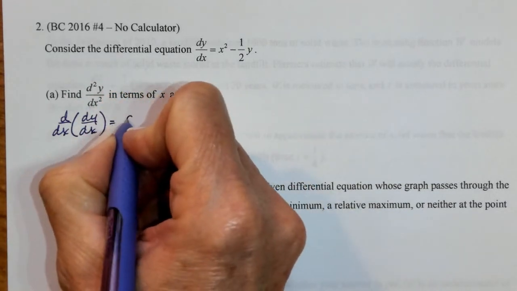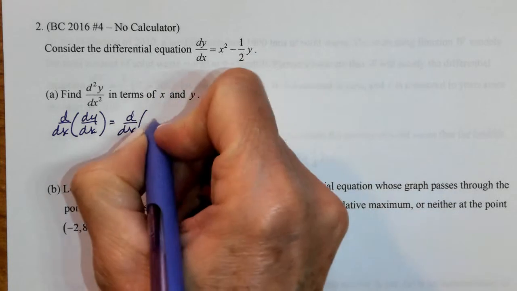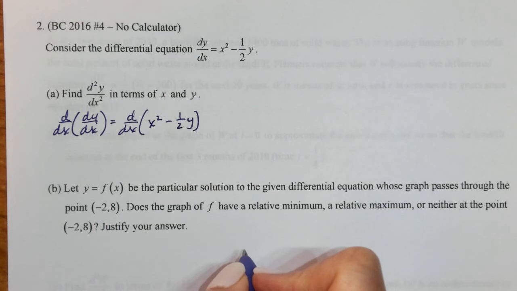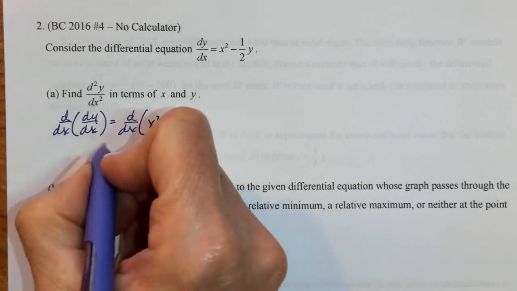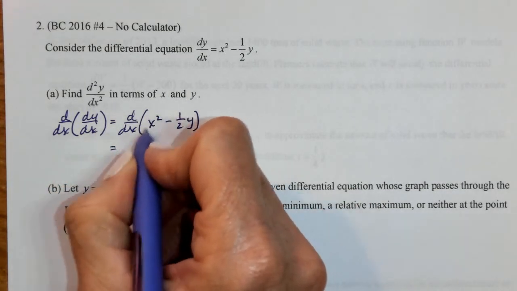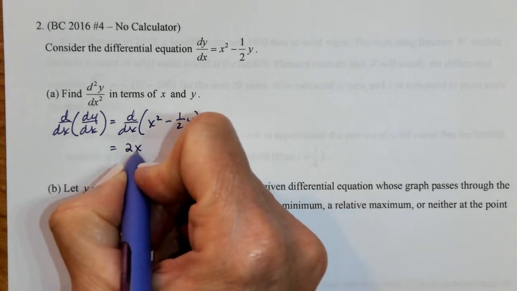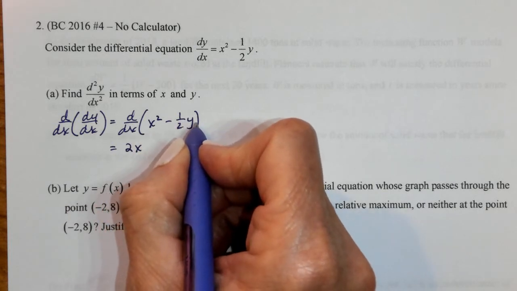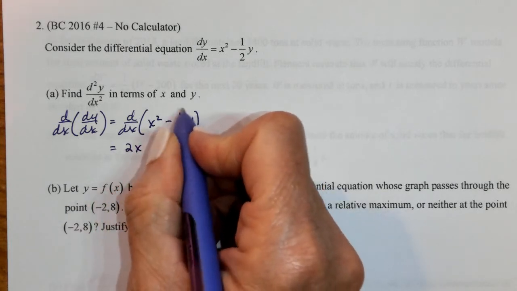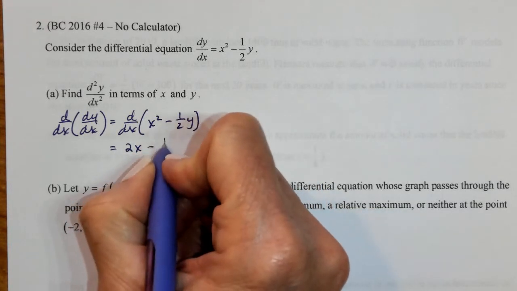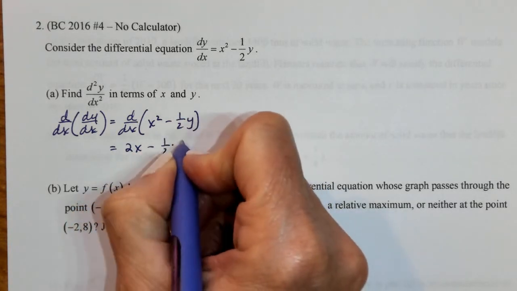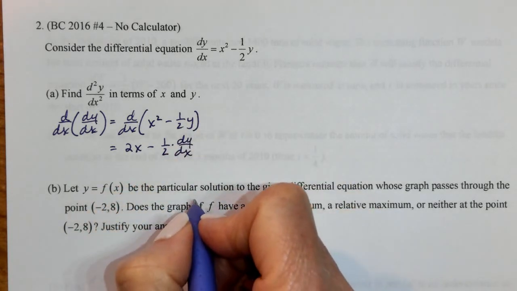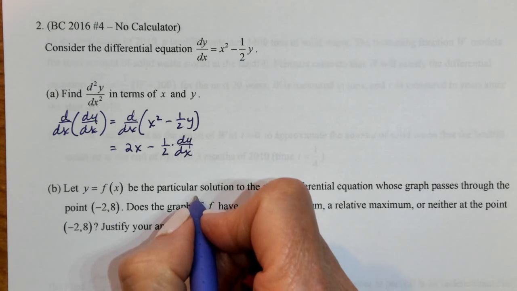So that means we're taking the derivative with respect to x of x squared minus 1/2 y, right? Take the derivative with respect to x on both sides. Well, the derivative with respect to x of x squared is just 2x. The derivative with respect to x of negative 1/2 y is, you first take the derivative with respect to y, that'll be a negative 1/2, and then you multiply that by dy dx. Little implicit differentiation, that's the chain rule.